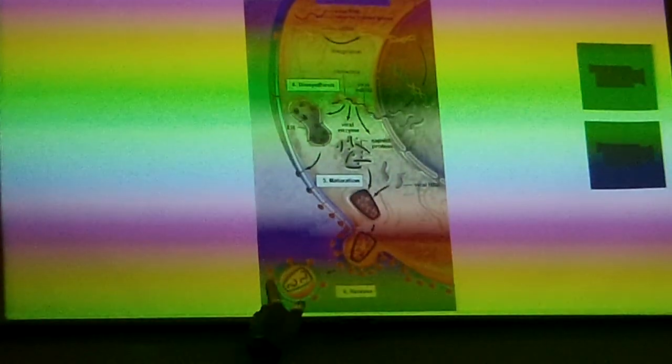So what's maturation? Cole, you're asking about that envelope. That was originally part of the cell here. You see?